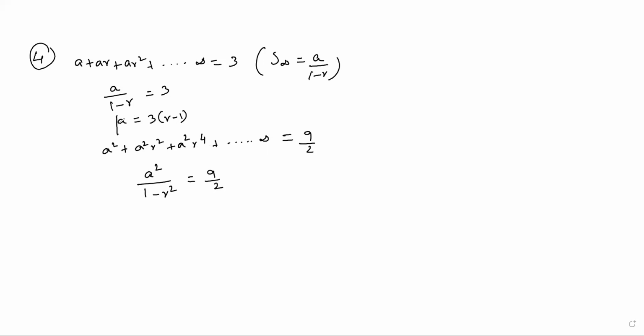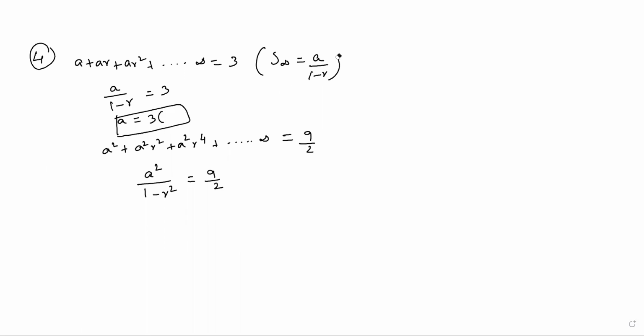Here we already know the a value: 3 into (1 minus r). a square means 9 into (1 minus r) whole square, by this is like a square minus b square, we can write (1 plus r) into (1 minus r), is equal to 9 by 2. Here 9 gets cancelled, and two terms get cancelled, value-wise. Or if you want exact notations, we can take it as it is.